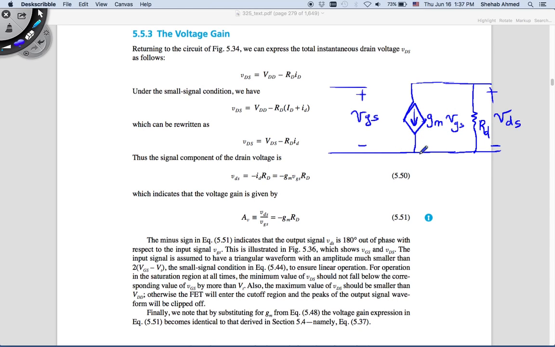So note one thing: since the current is flowing in this direction, the voltage is in opposite polarity to the assumed VDS. That's why there's a negative sign here for the voltage gain. So the relationship between VGS at the input and VDS at the output is related by GM, the gain that we have, times RD.